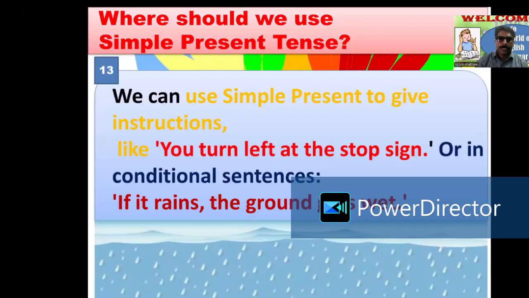Next, we shall move to the next slide. On the screen, you can see, we can use simple present to give instructions, like, you turn left at the stop sign, or in conditional sentences, if it rains, the ground gets wet.